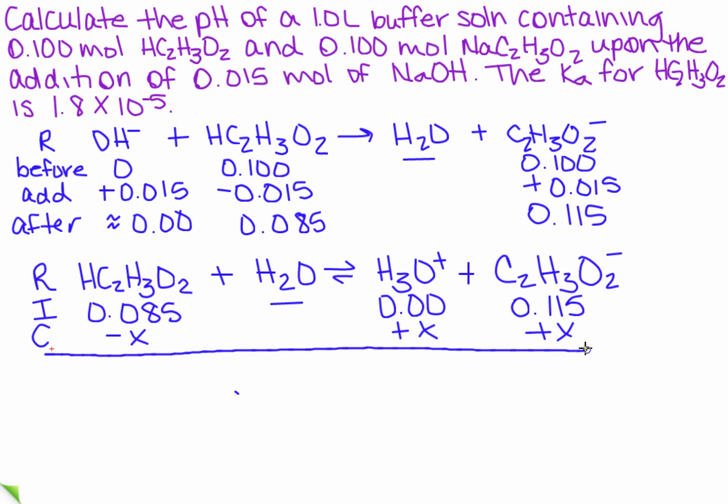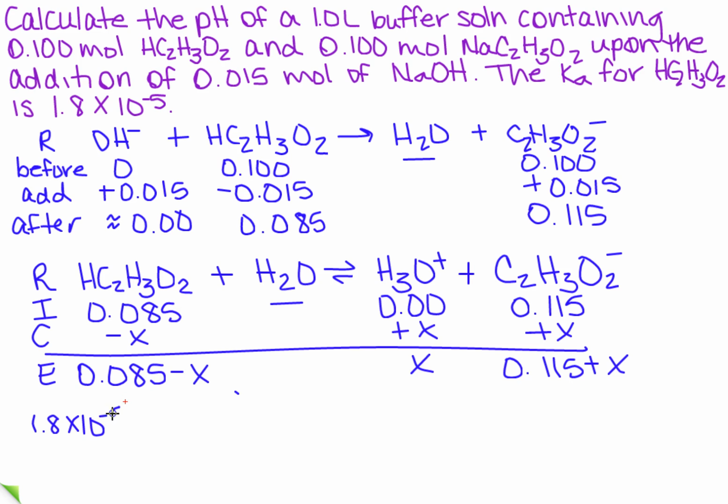And then I need to look at it at equilibrium, and I'm going to add straight down when I do that. So I get 0.085 minus x, and 0.115 plus x. So now when I do that, I can now use my equilibrium constant, which they provided for me at 1.8 times 10 to the minus 5th. And that's going to equal my products divided by my reactants. I'm hoping that I can do an approximation, so I'm going to go ahead and just write it with the approximations.